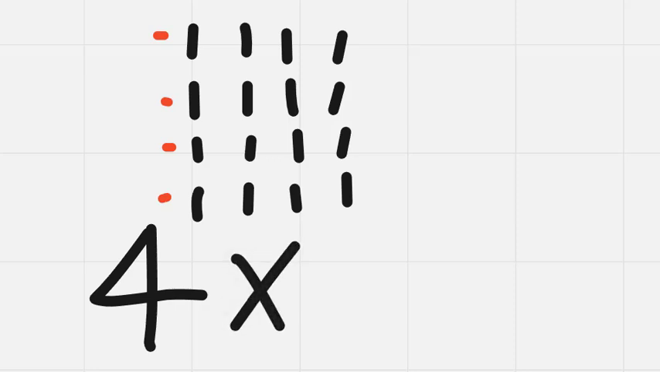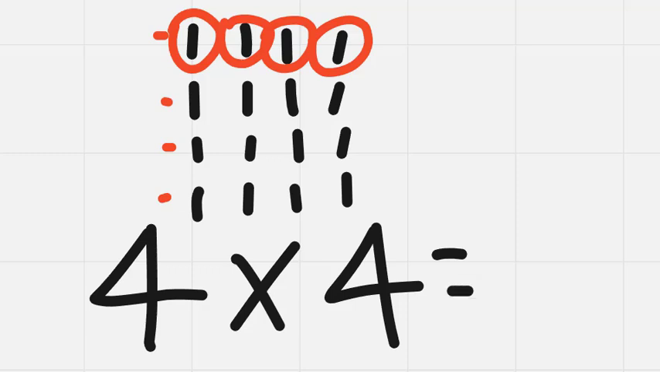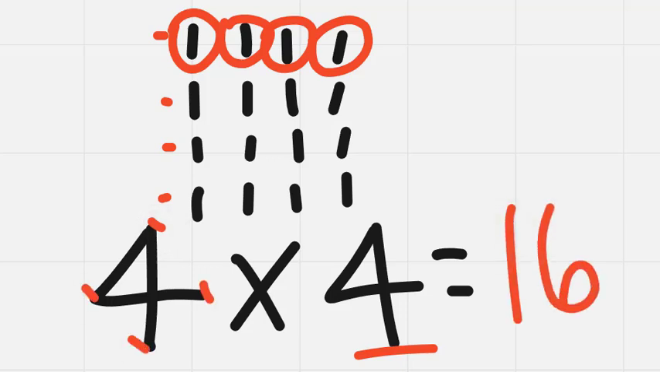I write my multiplication sign. Next, I'm going to count how many are in each row. 1, 2, 3, 4. So the next number I write is 4. So I have 4 rows, 4 in each row. I'm going to skip count to solve. I'm going to count by 4. 4, 8, 12, 16. So this array shows the multiplication problem 4 times 4 equals 16. Well done. Be sure to check your work.